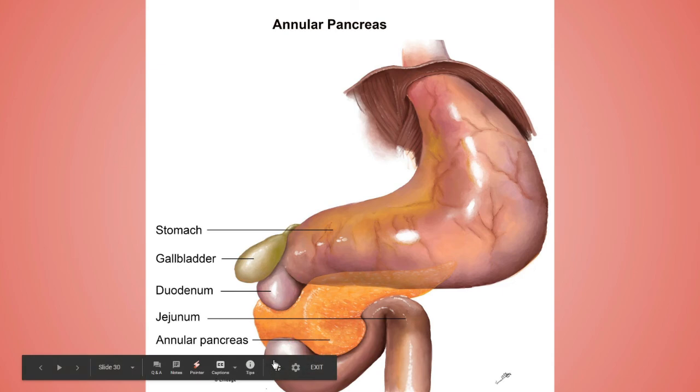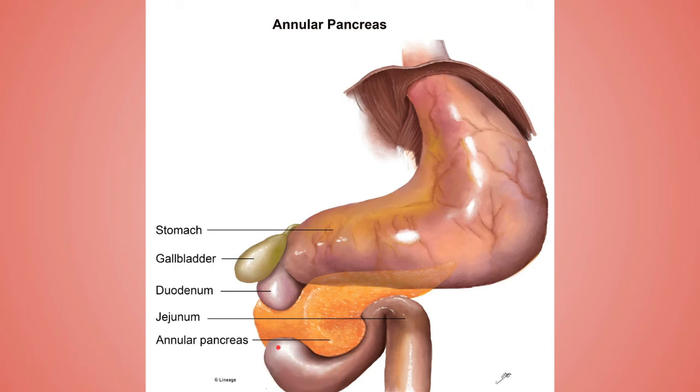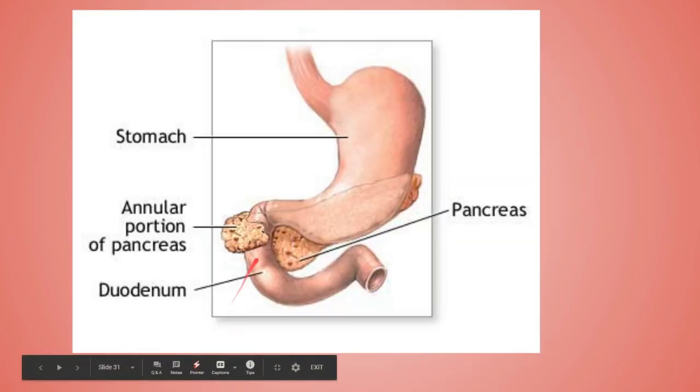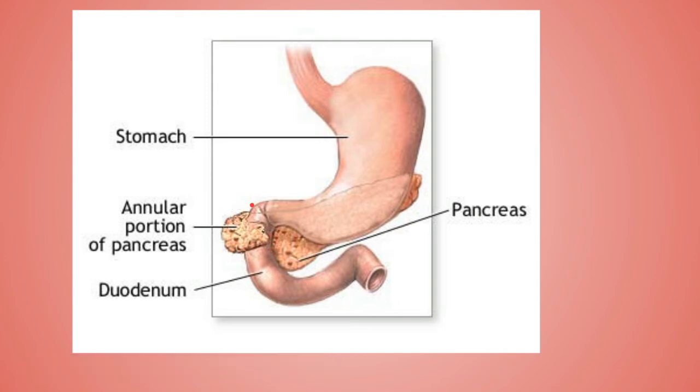This is basically a developmental or congenital anomaly. We know that the ventral and dorsal buds of the pancreas during the developmental stage unite and form the whole pancreas, right? But what happens here, as you can see, is that the head, the ventral bud and the dorsal bud of the pancreas encircle the second part of the duodenum, forming this type of annular pancreas. This can cause obstruction to the duodenum also.